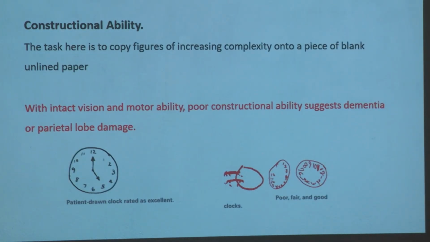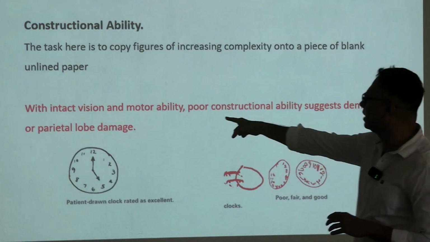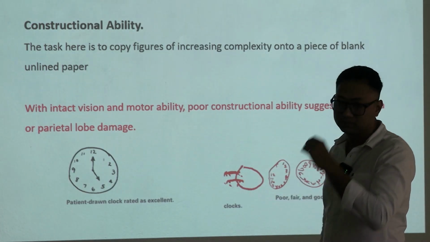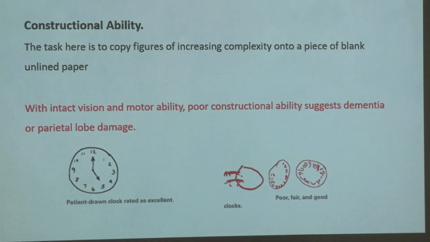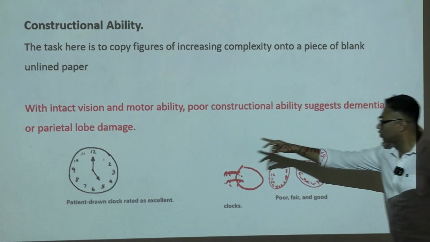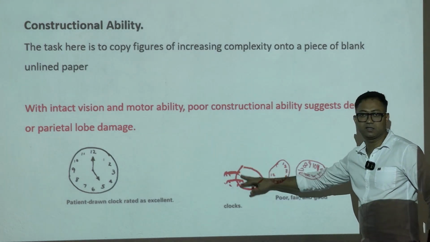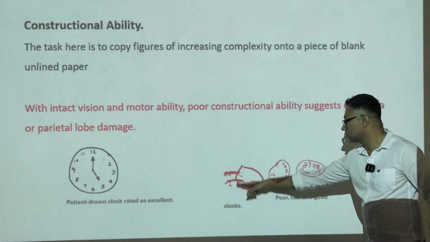Constructional ability. You have to draw a clock and ask the patient to draw it, and the interpretation is poor, fair, or good. With intact vision and motor ability, poor constructional ability suggests dementia or parietal lobe damage. I told you, apraxia is seen in parietal lobe dysfunction. It is constructional apraxia. The patient is unable to draw the clock. Here is the patient's drawing, and here is your drawing. So it is constructional apraxia.